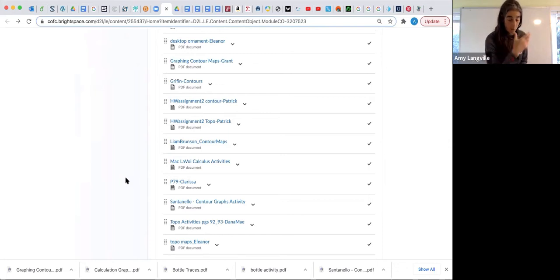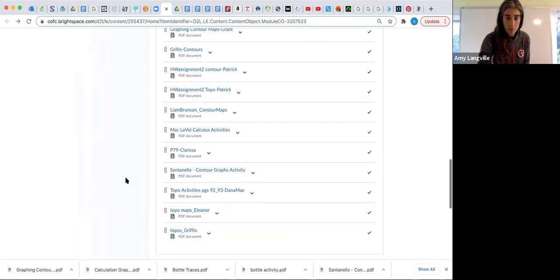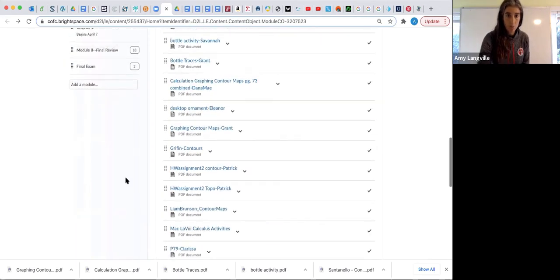Bottle traces, several folks chose to do those. A couple that I really liked I put in here were Savannah's. Savannah took a picture of a water bottle from many views. And the reason she liked to do that is she stuck a straw down the center, the opening in the hole. She talked about how putting the z-axis in there really helped her visualize what's happening.